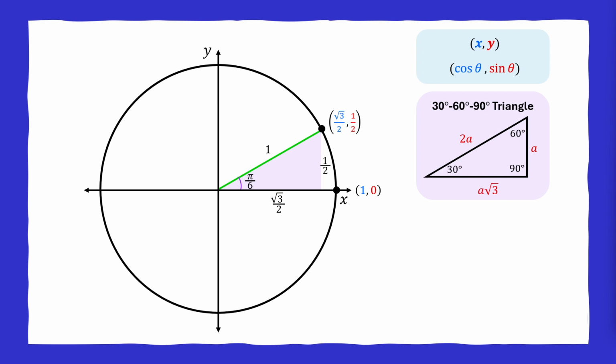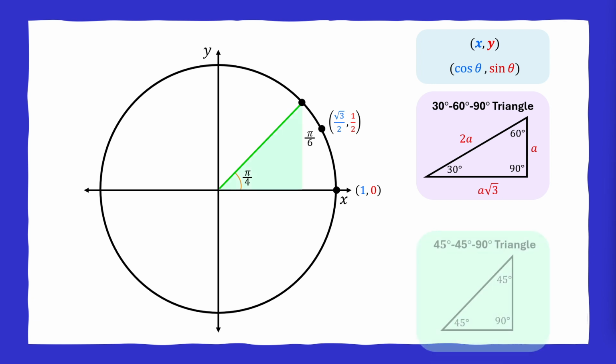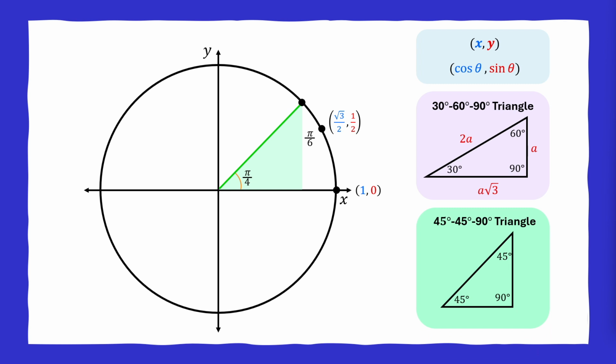This illustrates how the unit circle provides the values of cosine and sine as the x and y coordinates of a point at a given angle. Now let's consider pi over 4 radians, or 45 degrees. The right triangle formed by this angle is a 45, 45, 90 triangle, where both legs are equal, and the hypotenuse is a leg times the square root of 2.